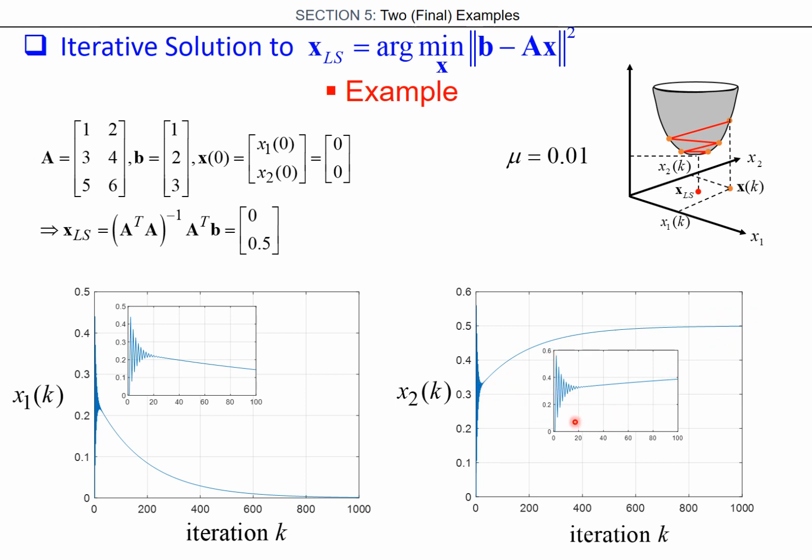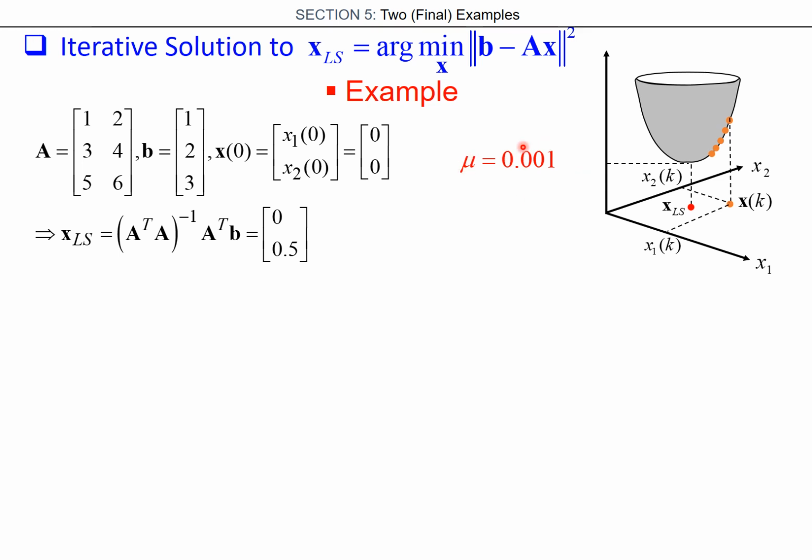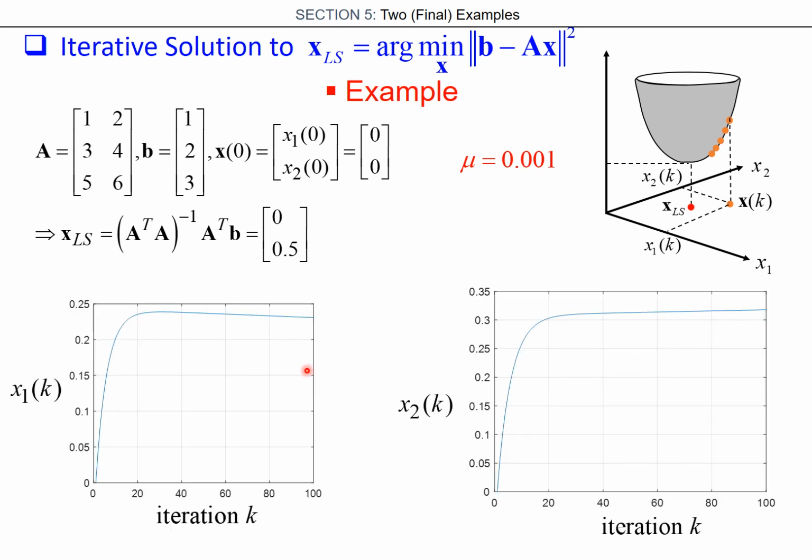I've zoomed in on those oscillations from 0 to 100, and you can see them there for x1 and for x2. So if I didn't want those oscillations for whatever reason, how could I deal with that? Well, I could try changing the value of mu. I've put that in red because I've changed it. I've gone from 0.01 to 0.001. So now it should track down nicely and smoothly down the side. And I've just looked at the first 100 iterations to check if there are any oscillations.